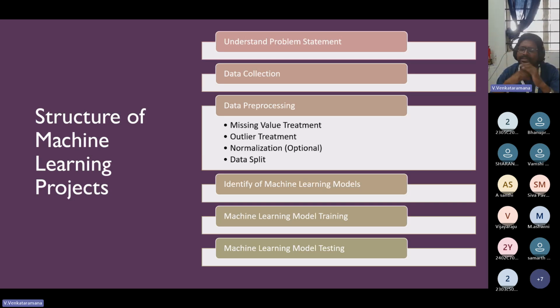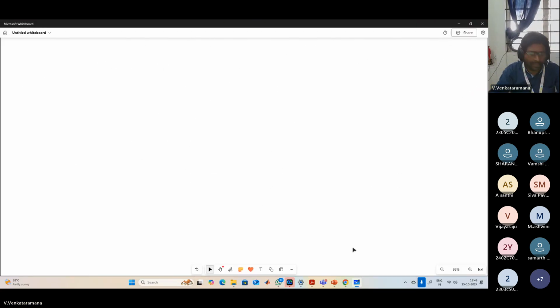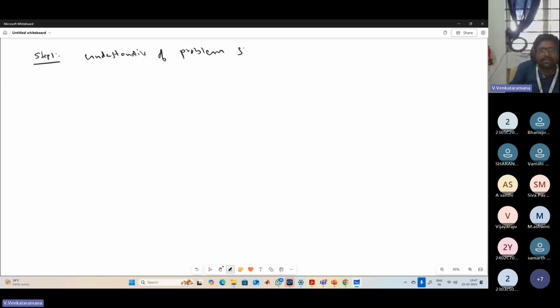The first foremost thing is you must understand the problem statement. So the first step is understanding of the problem statement. Step 1: understanding of problem statement. You have to understand the problem statement well.